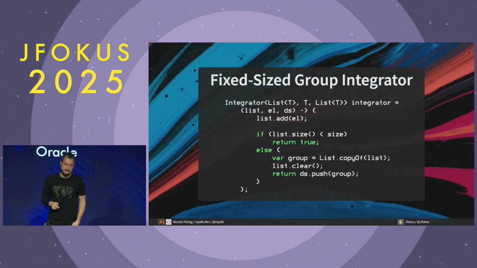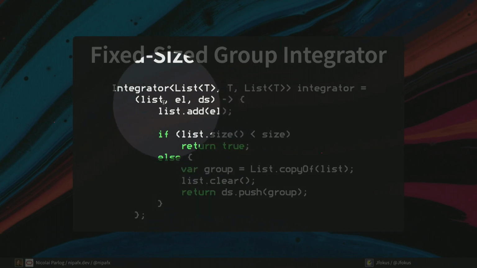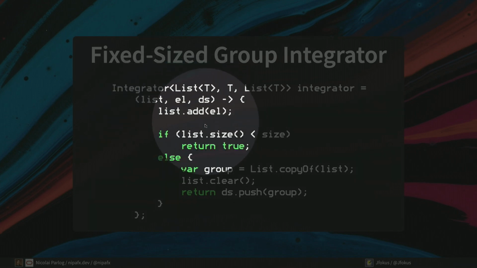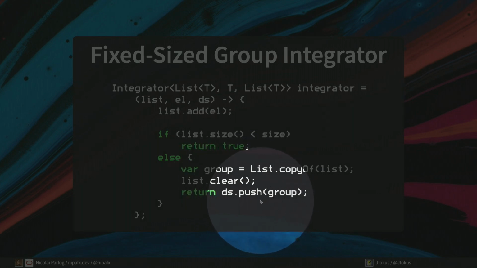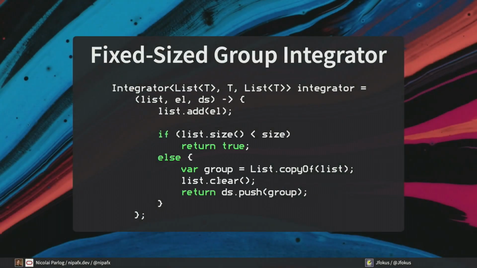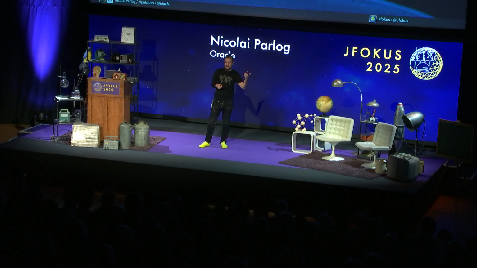And now we're doing the integrator. So again, we're taking an element and the downstream, but this time we're also taking the list, right? This is the state that we kept ignoring before. And then you add the element to the list, you check whether it's the right size, and if it's too small, we just keep going. And if it's full now, we create a copy, we push the group downstream, and in between, we change our mutable state. So you can see that the state is mutable here. We add it to the list and then eventually clear it. And once it's full, we create an immutable copy and push that downstream.